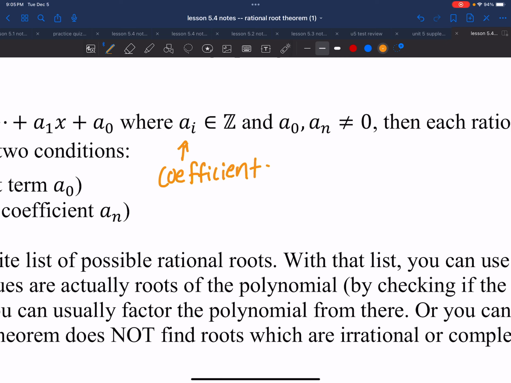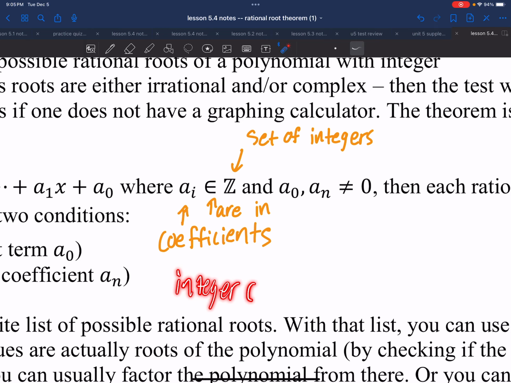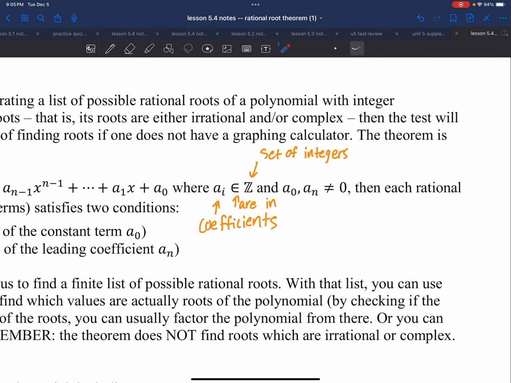So the coefficients are in Z, but what is Z called? Well, Z is called the set of integers. Remember that this epsilon means an element of, or belongs to. And so you can say the coefficients are in the set of integers. Or another way to just say that is integer coefficients, right? So my coefficients on this polynomial are integers, whole numbers.